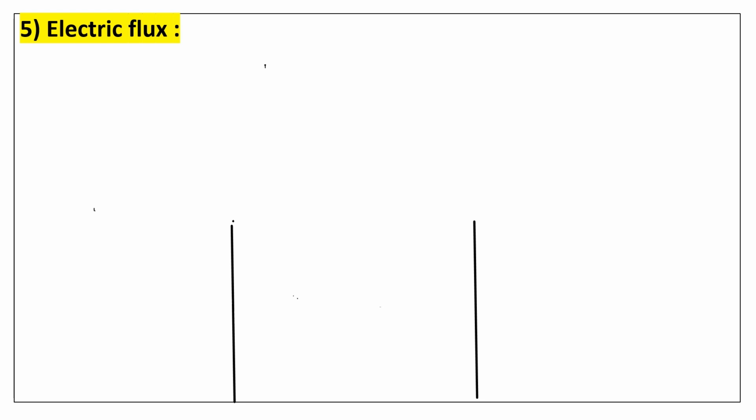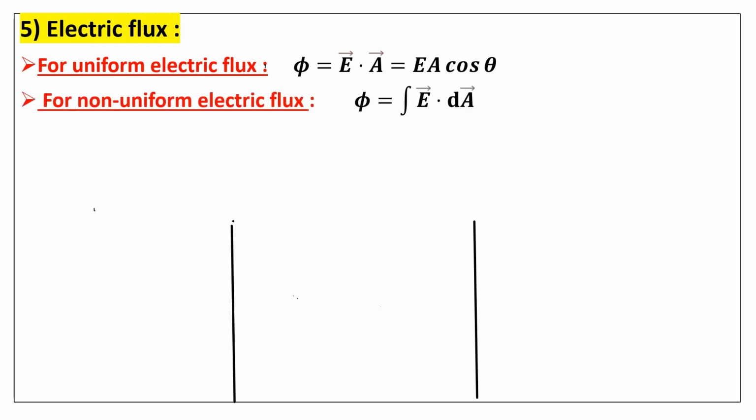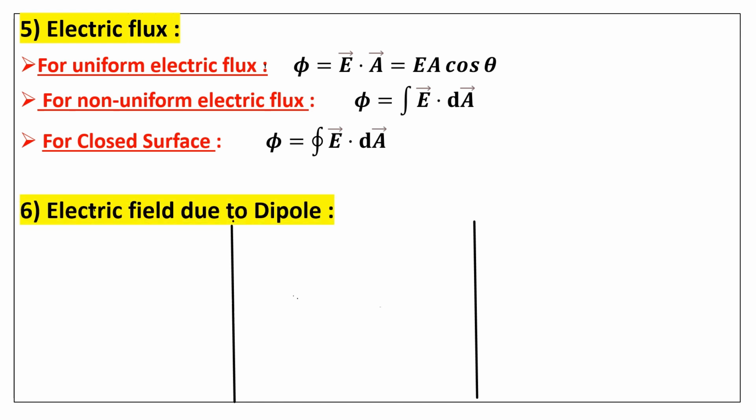5. Electric flux. For uniform electric flux, phi is equal to vector E dot vector A is equal to EA cos theta. For non-uniform electric flux, phi is equal to integral of vector E dot dA. For closed surface, phi is equal to closed integral of vector E dot dA.